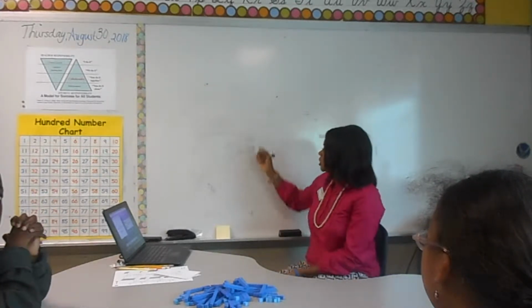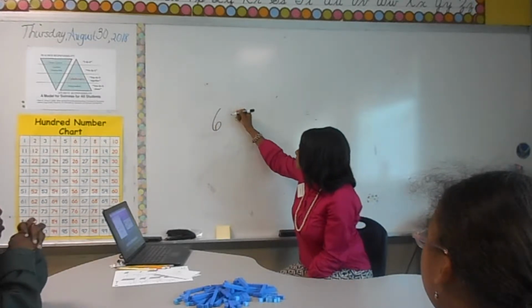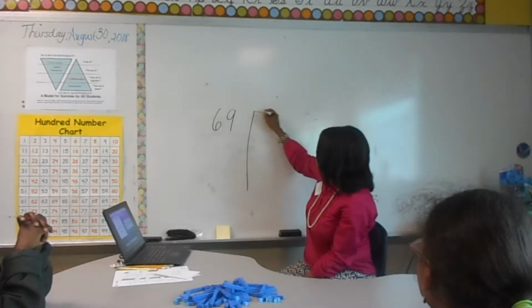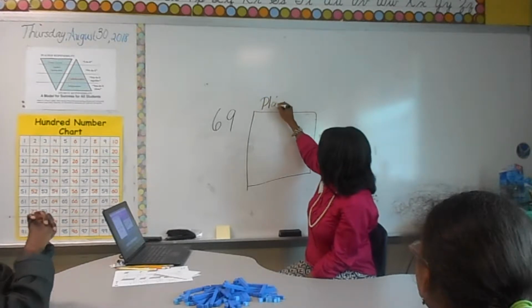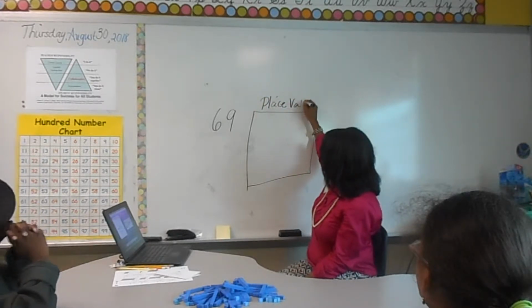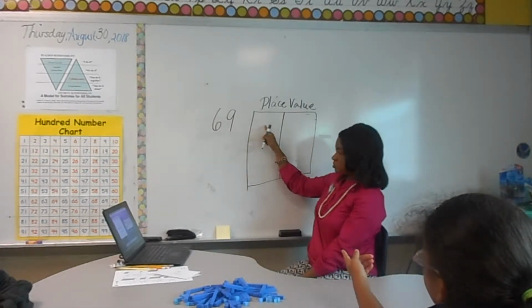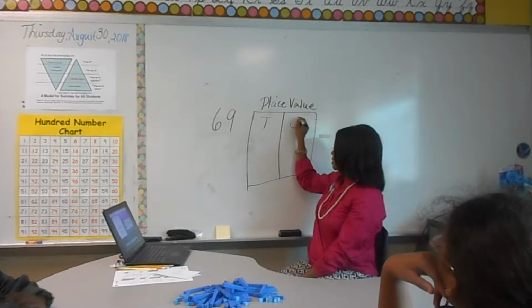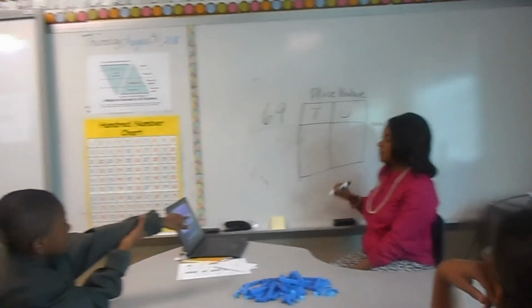Okay. So let's look at this number right here. Let's say our number is 69. I'm going to draw out my chart because I want to list it. This is my place value chart. How do I set it up? Tens, ones. Where does the 6 go? The tens.